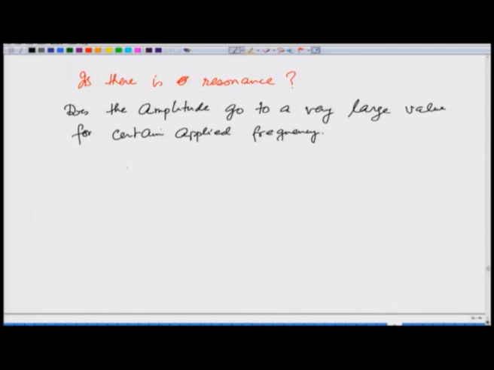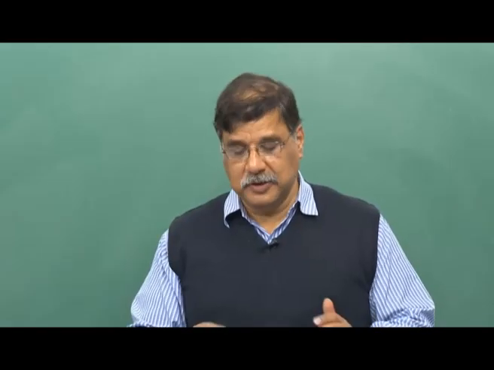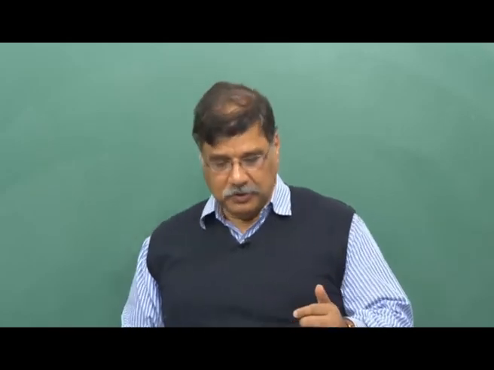So, let us look at that. The amplitude in a steady state motion is given by f over m square root of (omega 0 square minus omega square) square plus gamma square omega square. It does appear that it will go to a very large value for certain omega, because if omega 0 square minus omega square goes to a smaller and smaller value, the amplitude goes up. So, let us find that out.